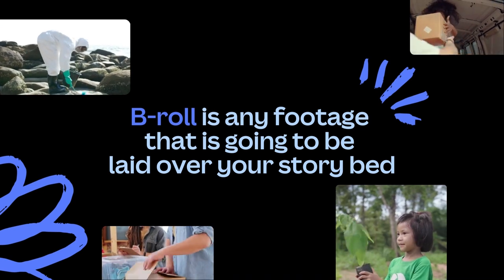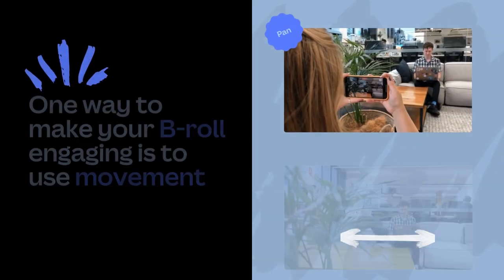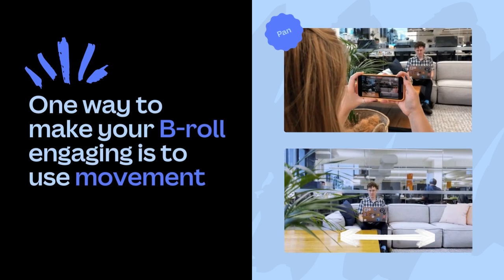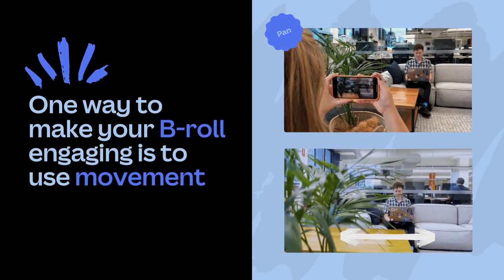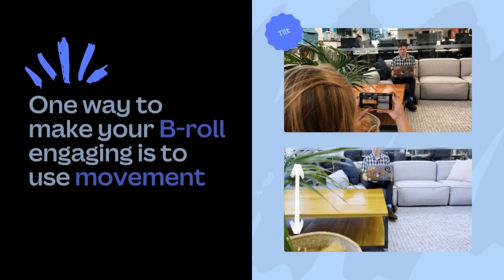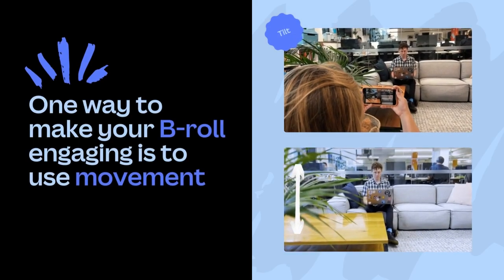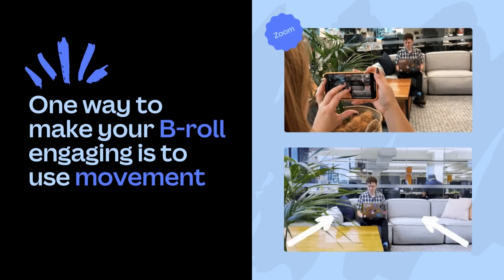One way to make your B-roll engaging is to use movement. Some simple camera moves you can try are pans, aka rotating side to side, or tilts, aka tilting up and down. These two movements are particularly great for establishing shots and vast landscapes. Make sure your shots are relevant and complementary to the overarching message. If the shots aren't relevant, they may actually be distracting and detrimental to your content.